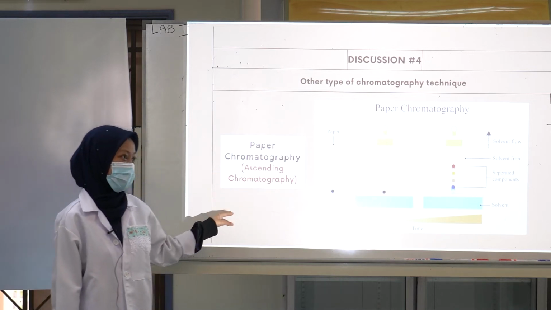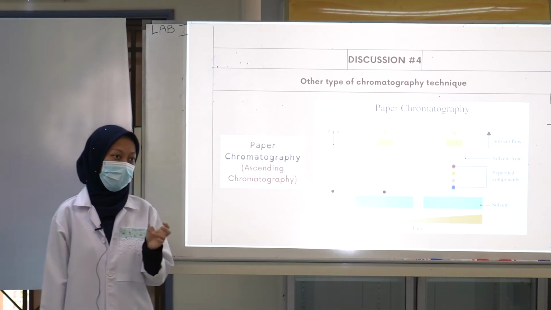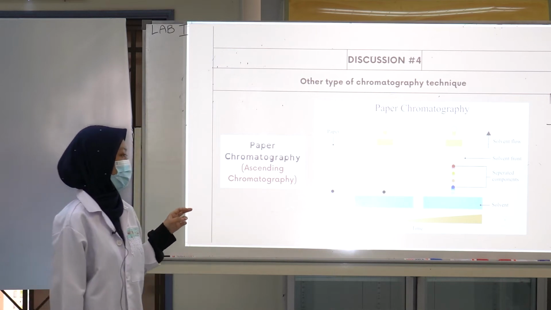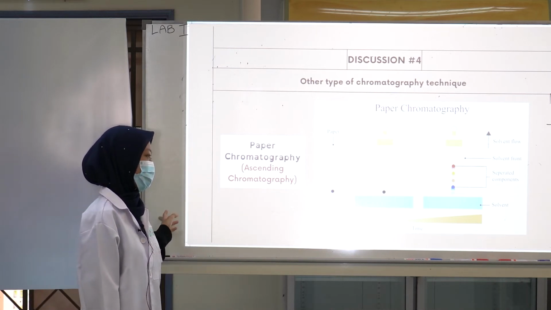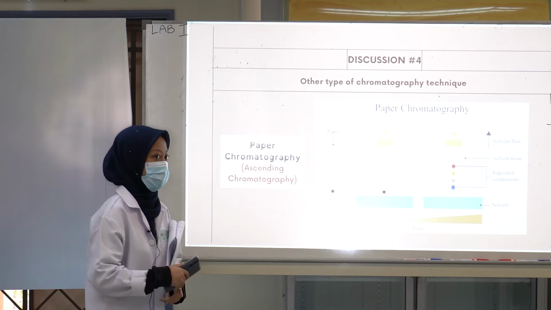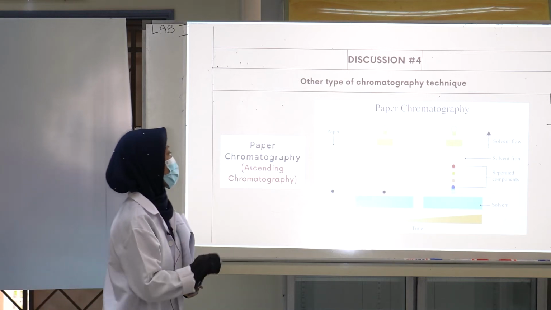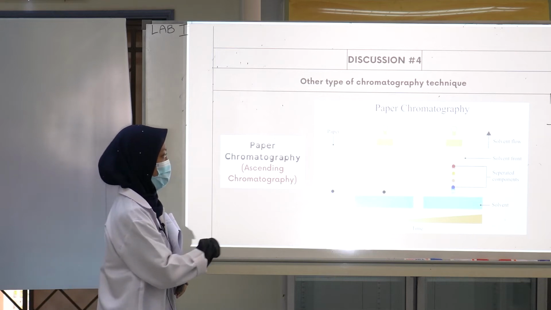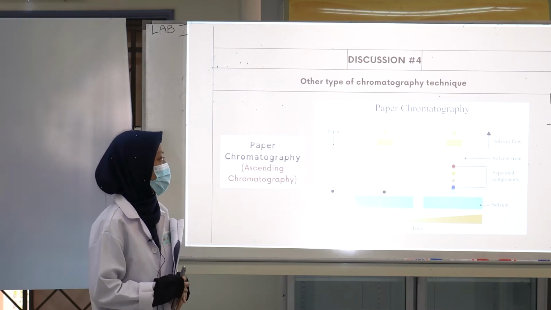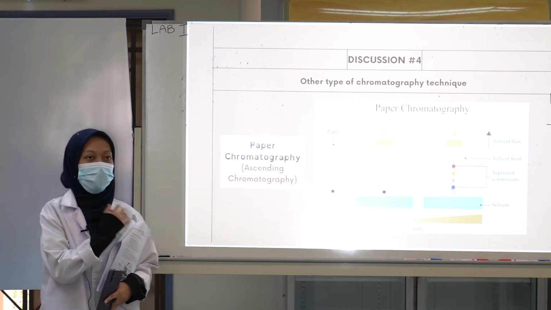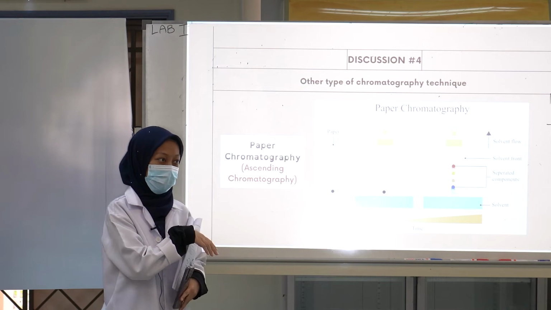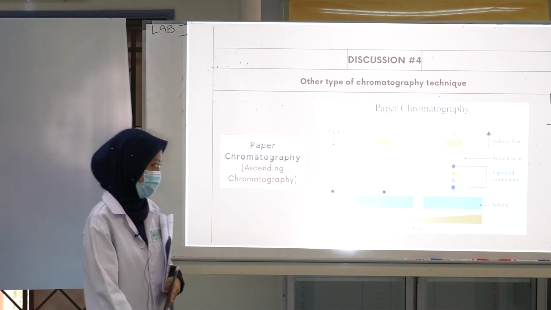Basically, ascending chromatography is quite similar to the thin layer chromatography that we did. The difference is that for TLC we use a TLC plate, which is silica gel on an aluminium plate, and for paper chromatography the paper we use is cellulose fiber. Also, paper chromatography cannot be traced under shortwave UV light.